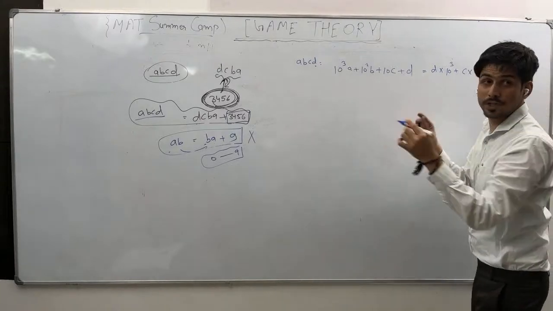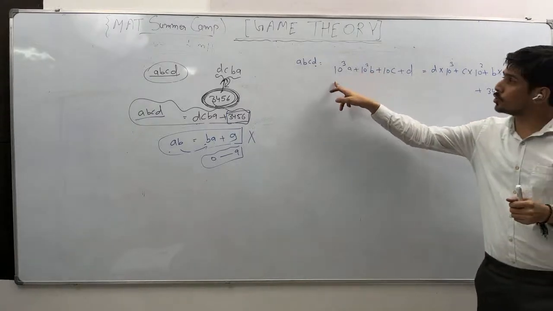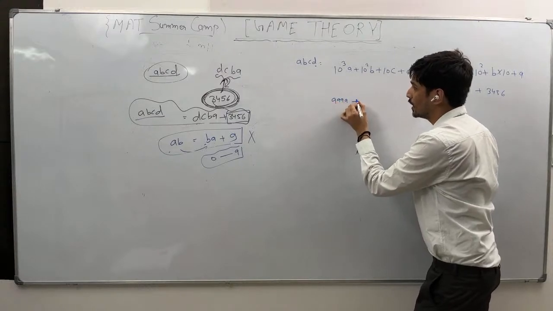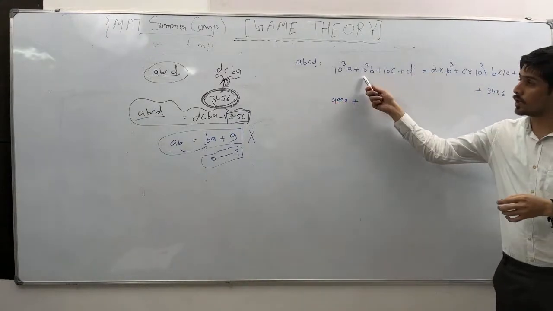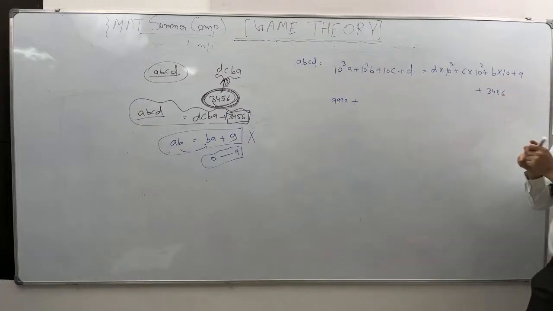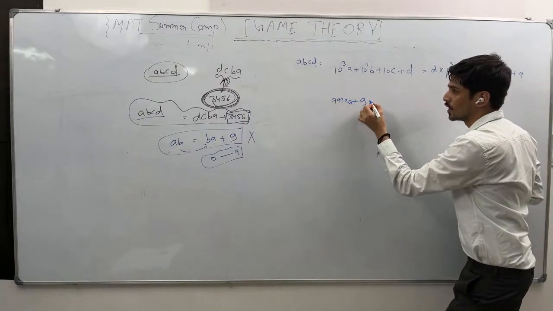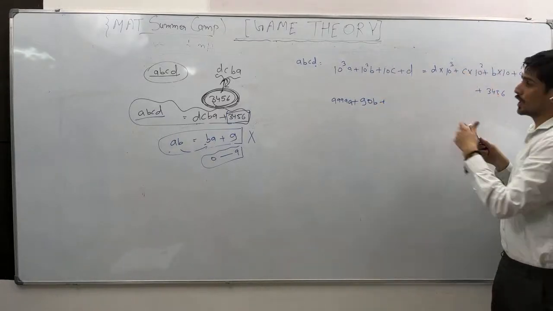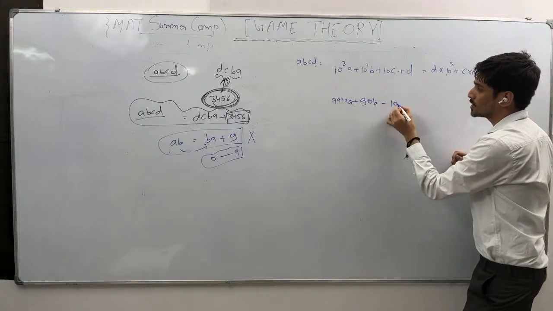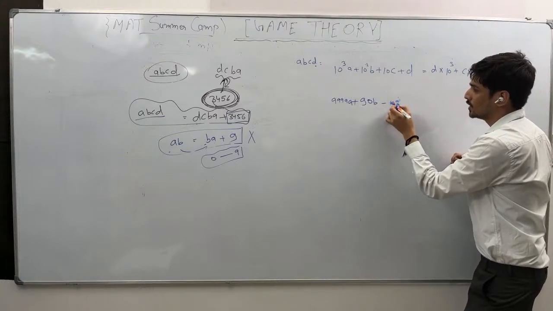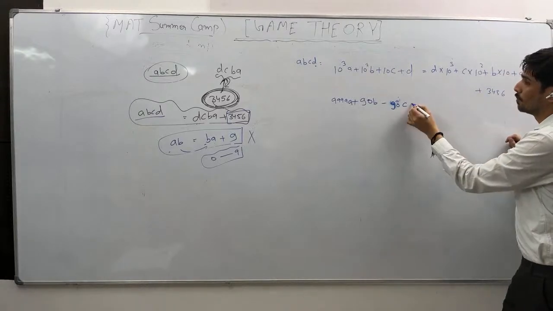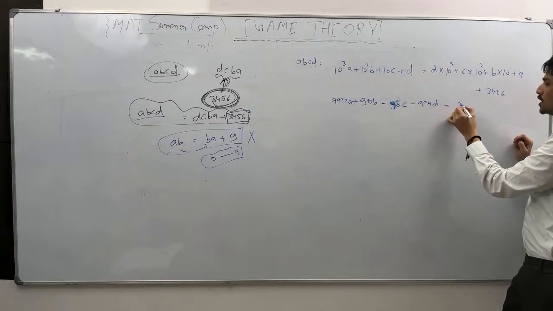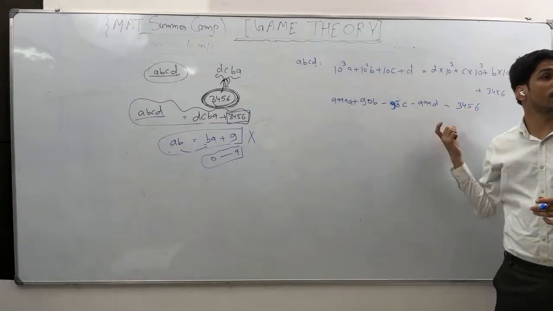Now I'll calculate A, B, C, D. 10 cube A means 1000A minus A, so this will give 999A. Then this will be 100B minus 10B, that is 90B. Then for C, I have 10C minus 100C, so this will give minus 90C. And this will give minus 999D is equal to 3456, right? From here we'll see how we can solve this problem.